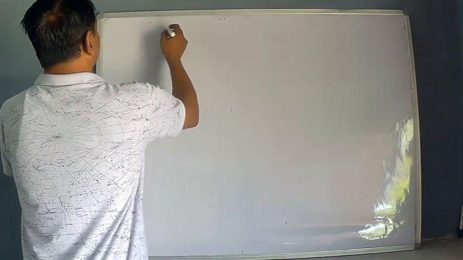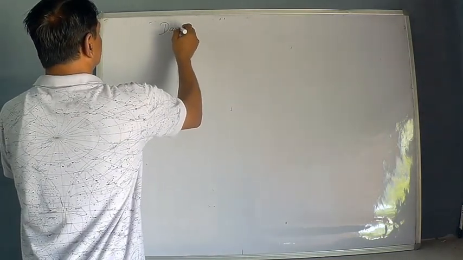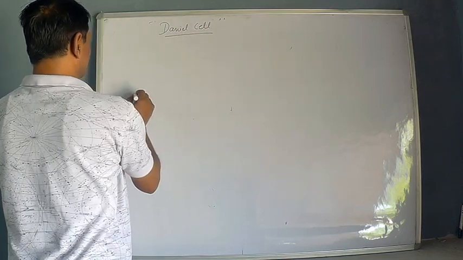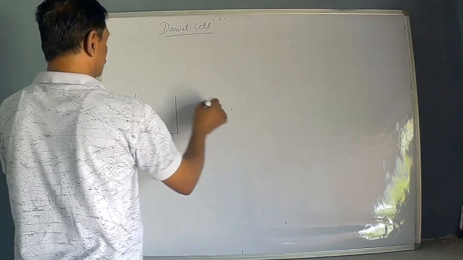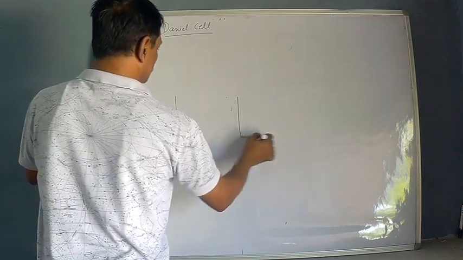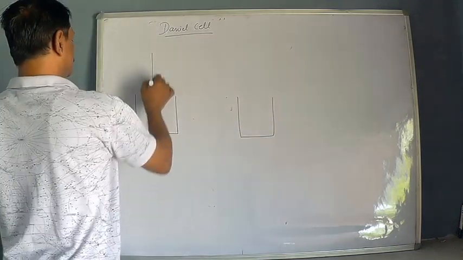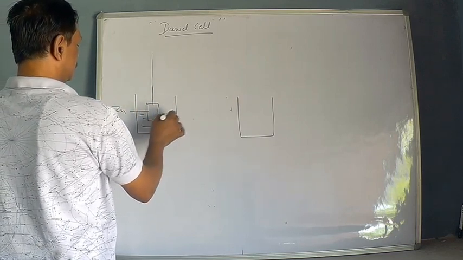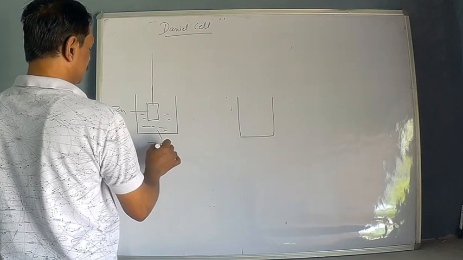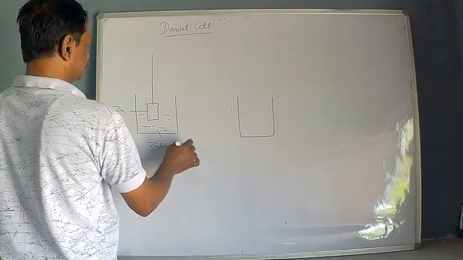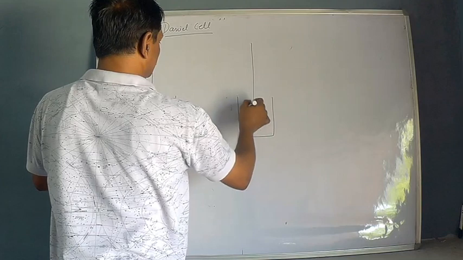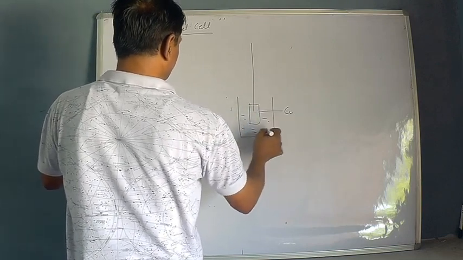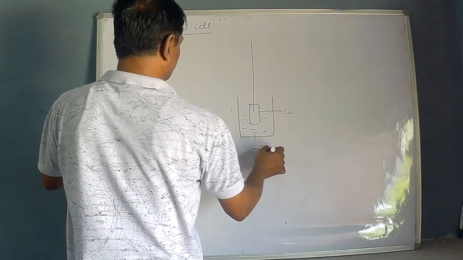Now class, your next heading is the Daniel cell. It is very easy to prepare. Let us take 2 beakers. In the first beaker, we have taken a zinc rod, dipped in zinc sulfate 1 molar. In another, we have taken a copper rod or copper plate, dipped in copper sulfate 1 molar.